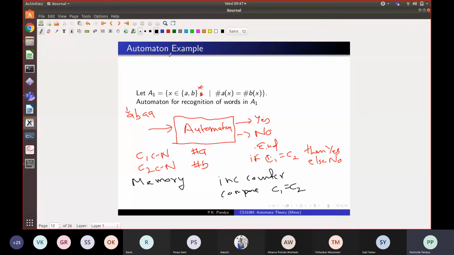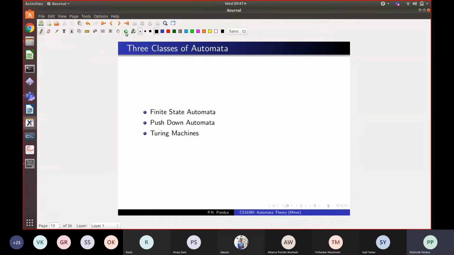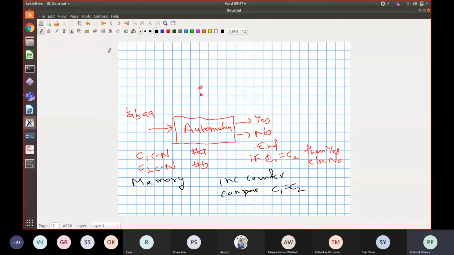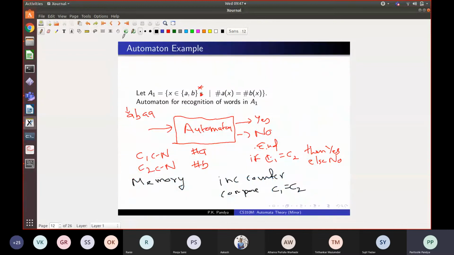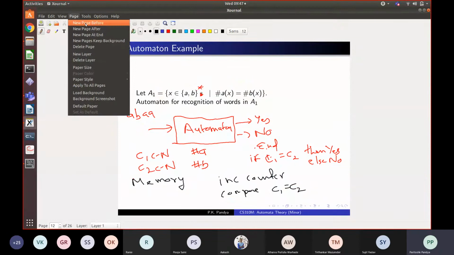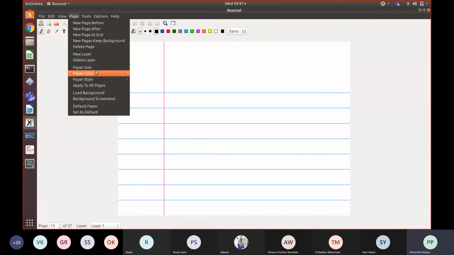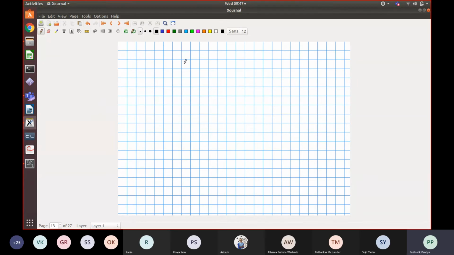But there is an alternate machine that we can build. Oh, sorry, let me add a page. Let me set the style to graph. Okay, fine. But we can build another kind.